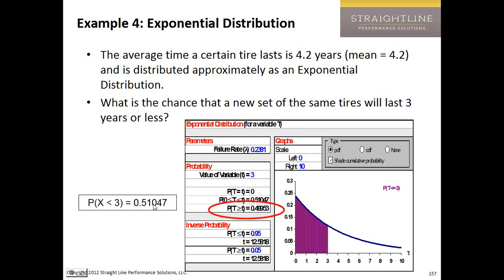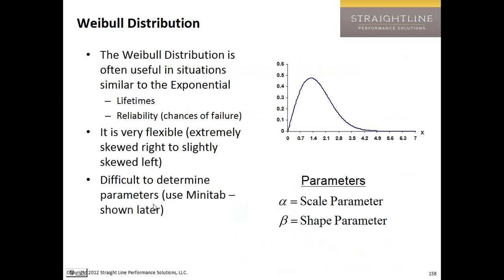Let's look at our last distribution, and this is perhaps the weirdest one. It's called the Weibull Distribution. The parameters are a little bit weird, and we're going to rely on Minitab to help us with those parameters when we come to them. There are ways to figure them out. You can look at statistical books to do it, but we're going to use Minitab to help us, and I'll show you how at the end of the lecture.